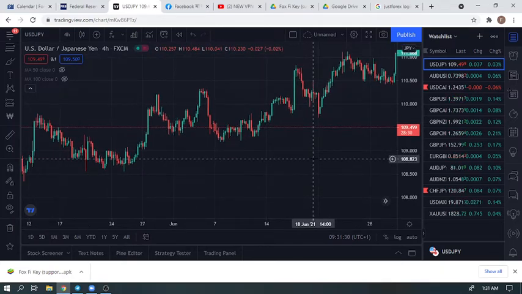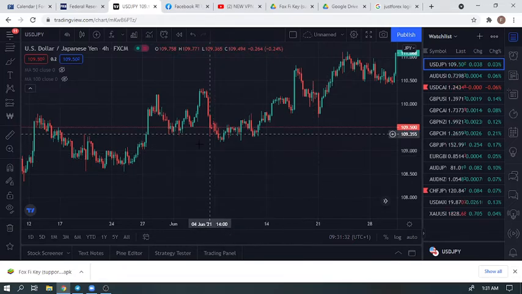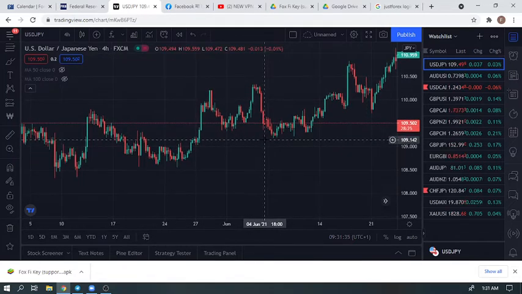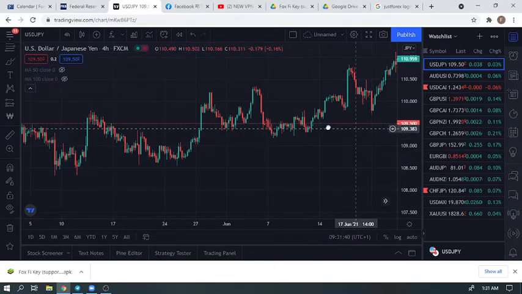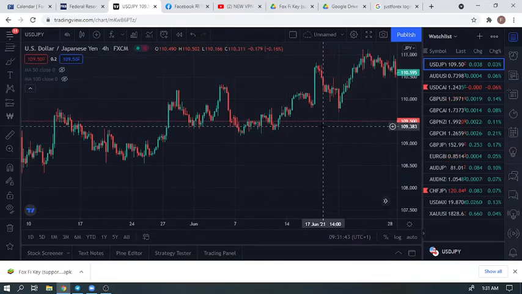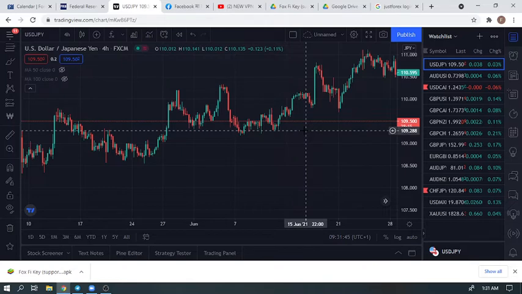Good morning, everyone. Today we'll be talking on demand and supply, or supply and demand. That's what it's commonly called. So we'll be talking on supply and demand. Now, what is a supply? What is a demand? A supply zone is actually a zone with high liquidity. So actually there are high liquidity zones in the market.